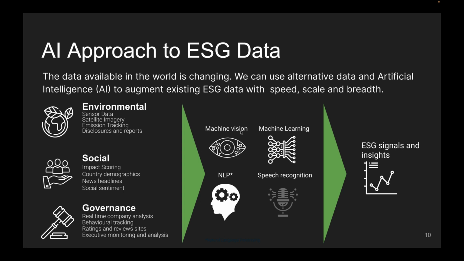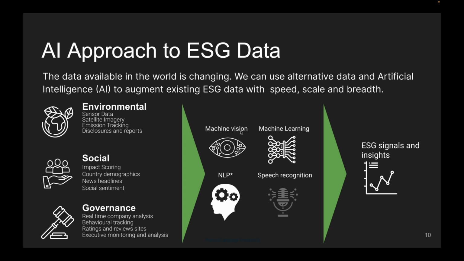We've seen some very interesting applications of satellite imagery to track carbon emissions, or as an example, for a forestry company, they've been able to actually track the way that those trees are cut or opened up. Under social, you might look at things like country demographics, you might use social sentiment, things like Glassdoor or different ratings and review sites.